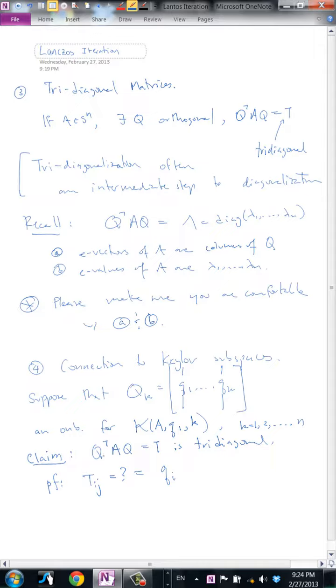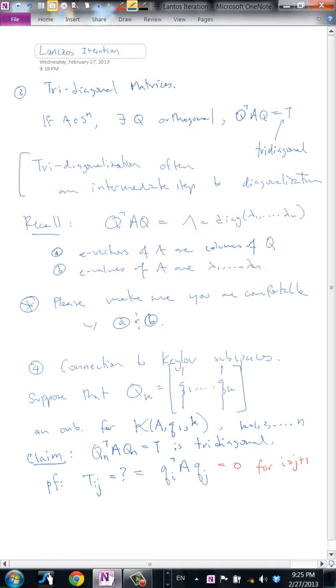Oh, and when I write Q here, what I really mean is Qn, the n by n matrix. It's really equal to Qi transpose A times Qj. And I want to show that this is equal to 0 for i bigger than j plus 1. So let's see why that's true.